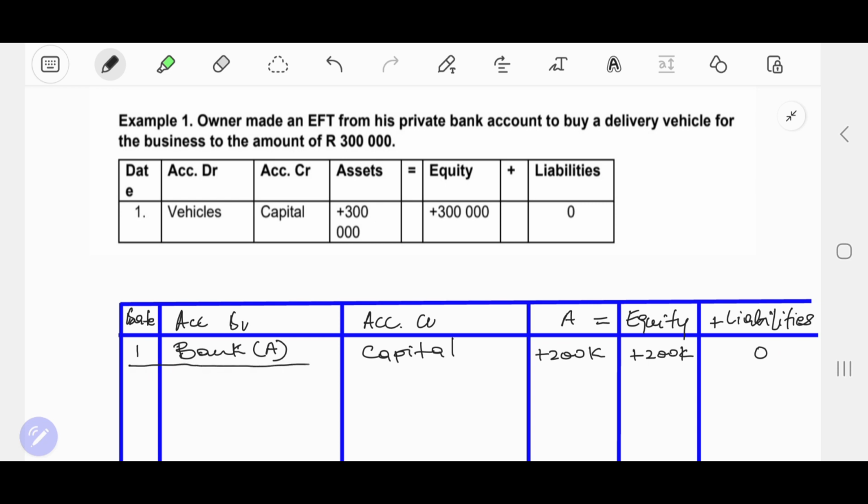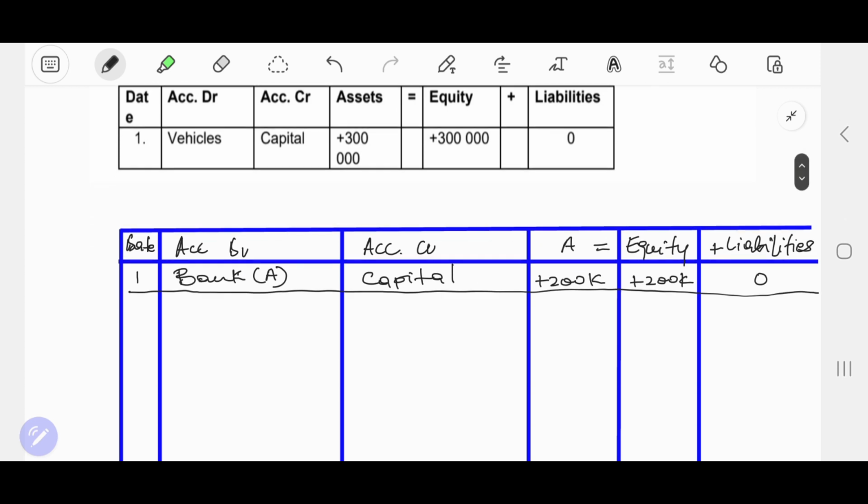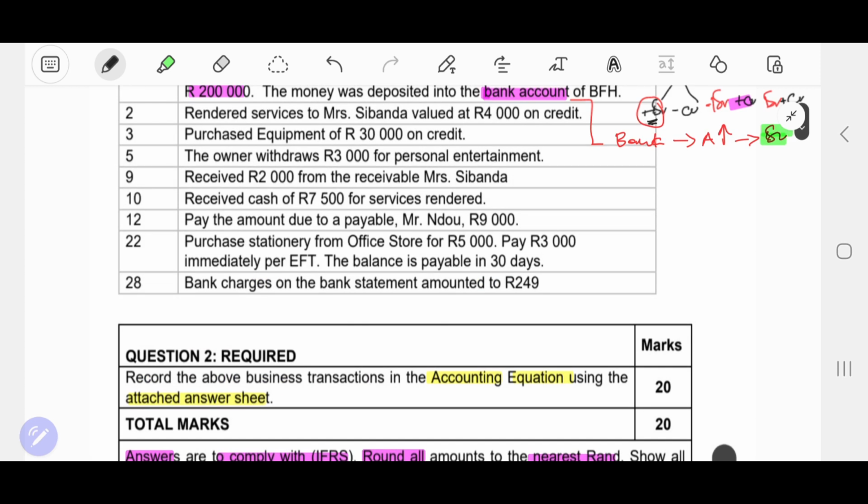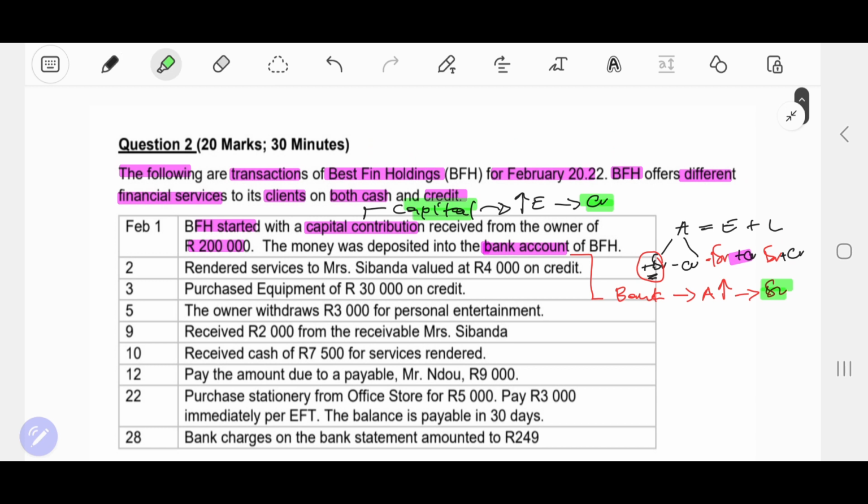Then the next one. Okay, let's do the next one. Number 2. We rendered services to Mrs. Sibanda valued at 40,000 on credit. So we offered our services to a client, but we offered these services to her on credit. And so that means that we made a sale, or we rendered services, whichever wording you choose, it's fine.